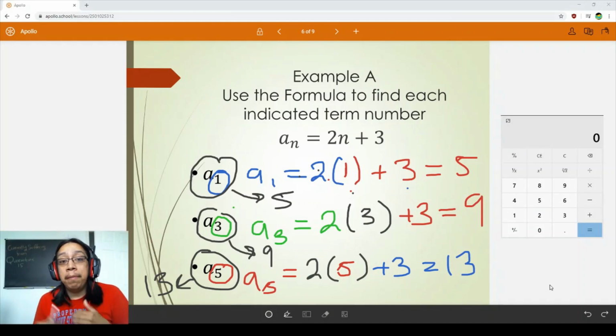So anytime that they are asking you to use the formula to find the indicated term number, all you're really doing is just plugging in the numbers that are given to you into the formula and seeing what the result is, and then writing down that result. Let's go ahead and keep going.